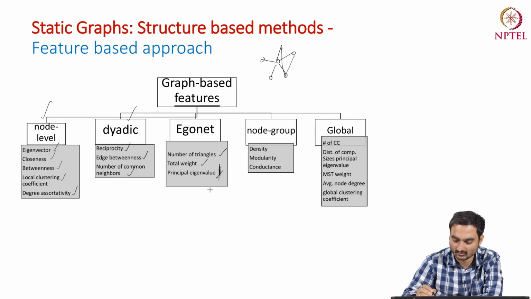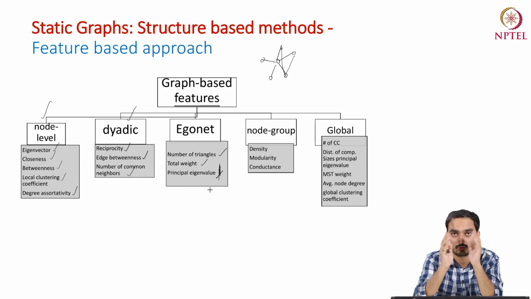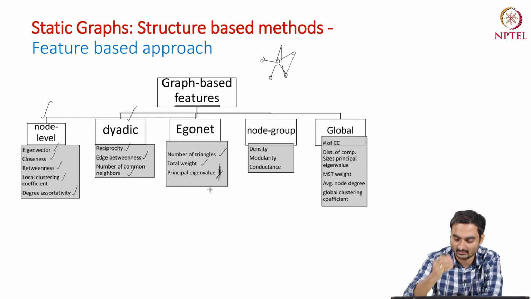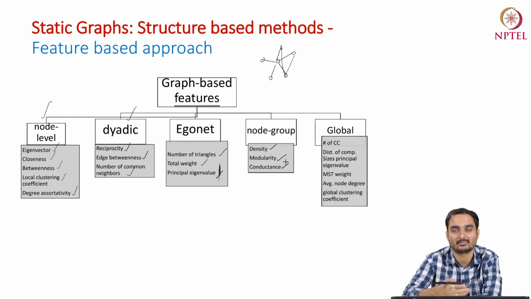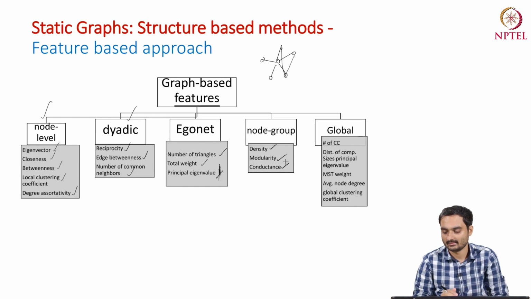Then we move from ego net to community-based or group-based properties, where we look at, say, the density of a community, the actual number of connections divided by the possible number of connections. We look at Newman's modularity. We can measure Newman's modularity. We can also measure conductance, permanence, cut ratio, and a whole bunch of metrics that we discussed in the community detection chapter.